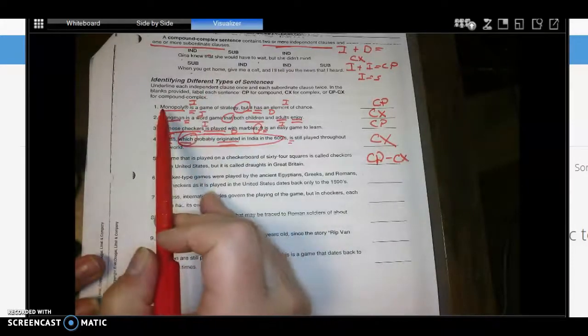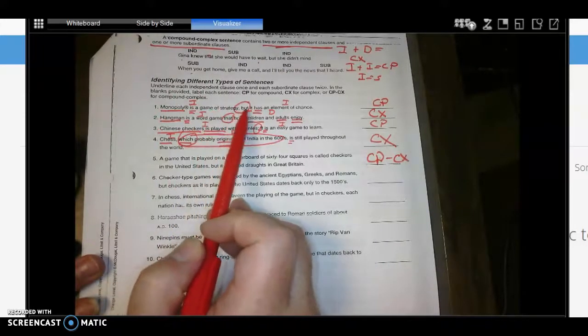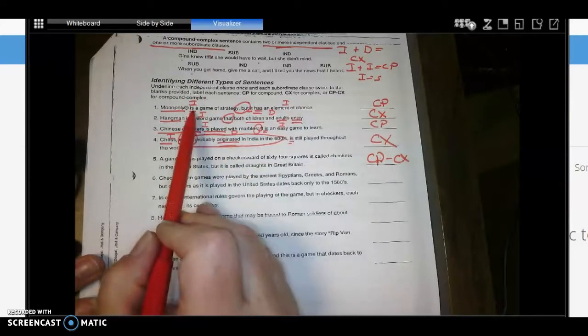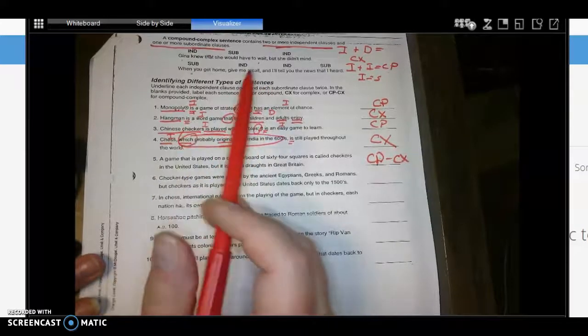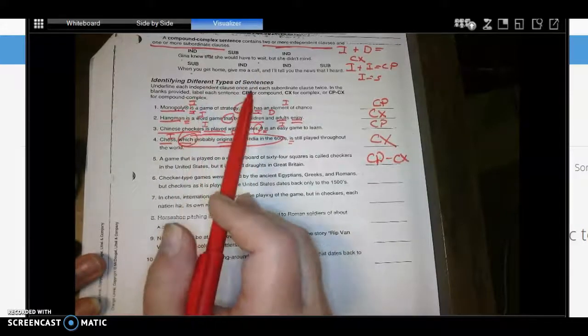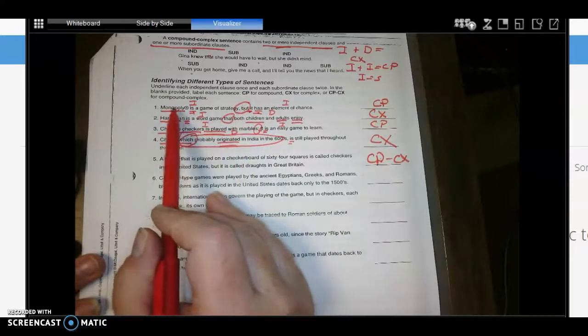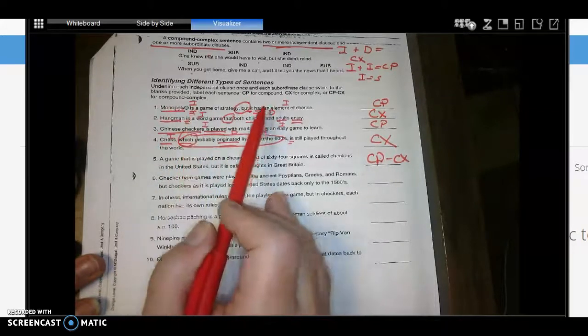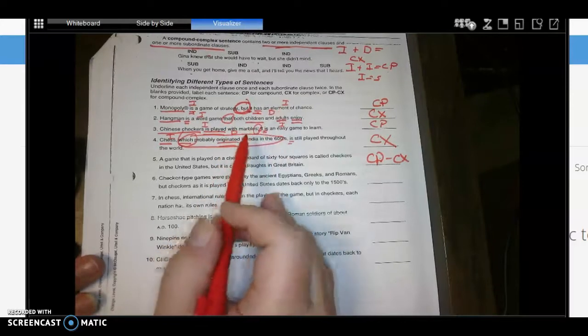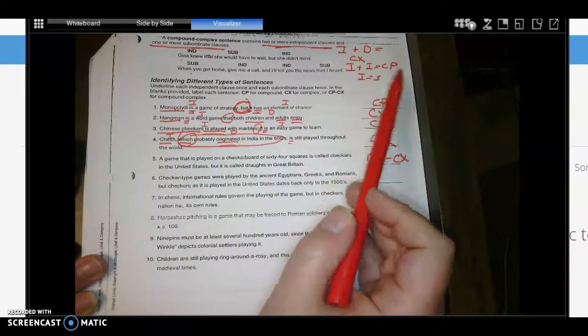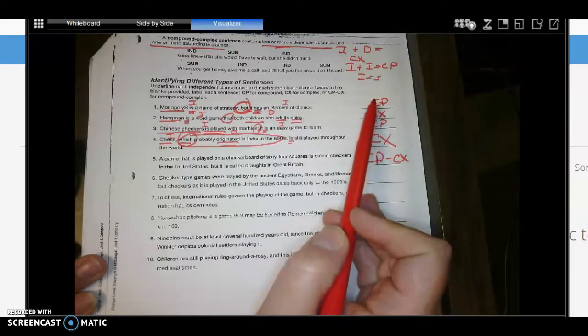But if I look at this sentence, I have Monopoly is a game of strategy, but it has an element of chance. Is my verb, has is my verb, what has an element of chance? It is my subject, Monopoly is my subject. Okay? So I go ahead and I have 1 independent clause, 1 independent clause, and they're put together here with this comma and the but. So I know if I have 2 independent clauses, I have a compound sentence.